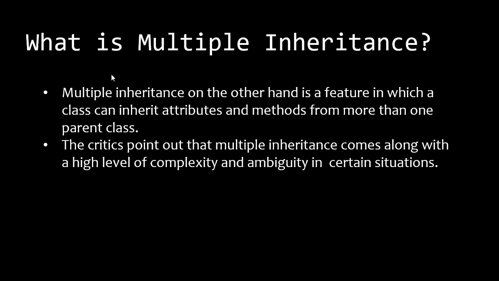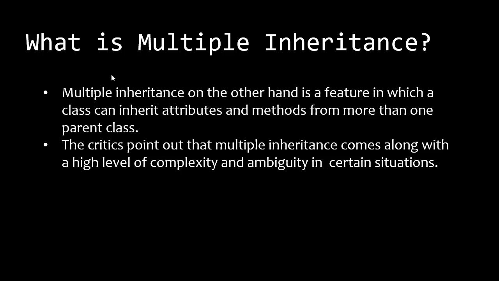All right. There's this other thing in Python especially, but you don't hear about it much outside of Python. It's called multiple inheritance. Multiple inheritance, on the other hand, is a feature in which a class can inherit attributes and methods from more than one parent class. Okay? So what this means is one class, a child class, can inherit from 2 parents. Yeah, that'd be great, right?